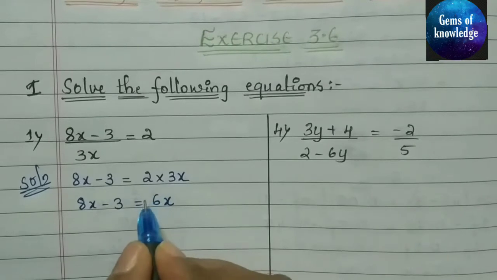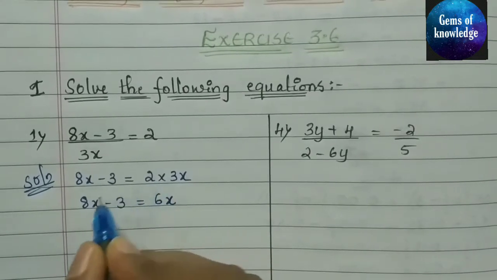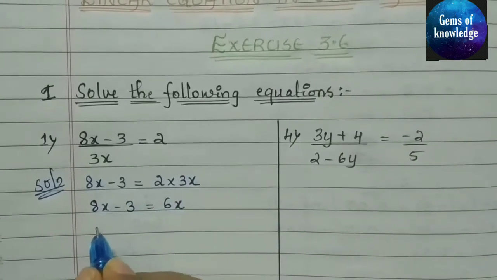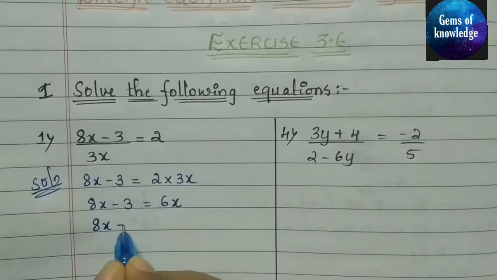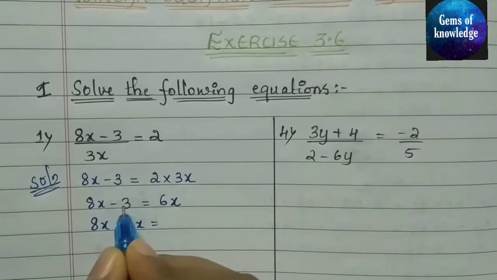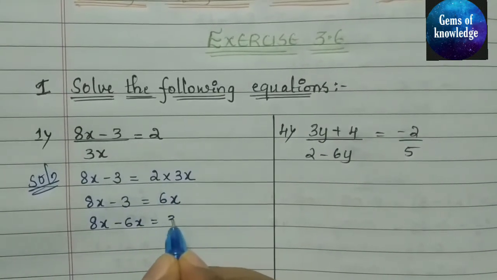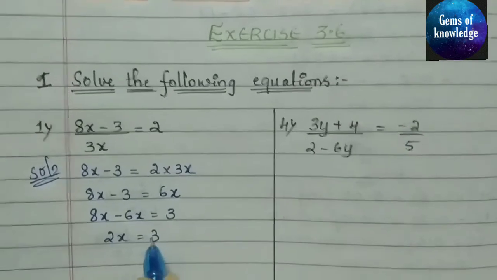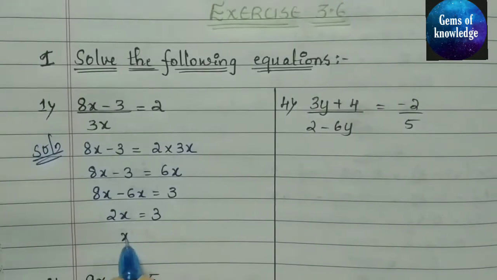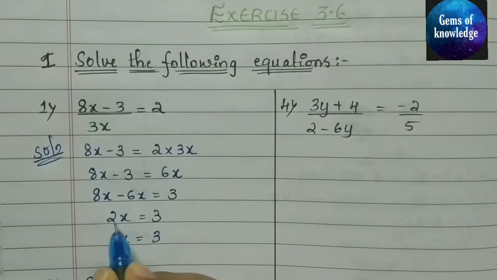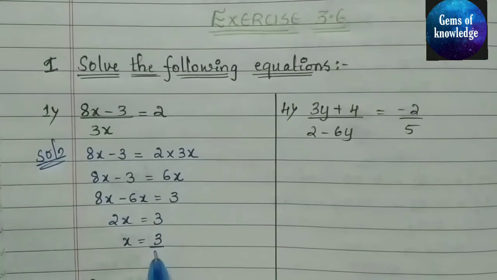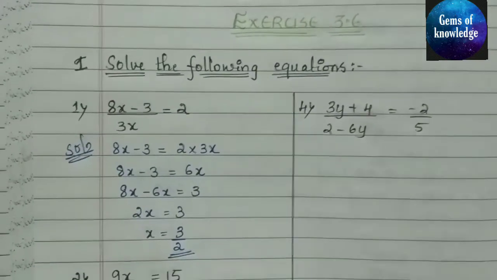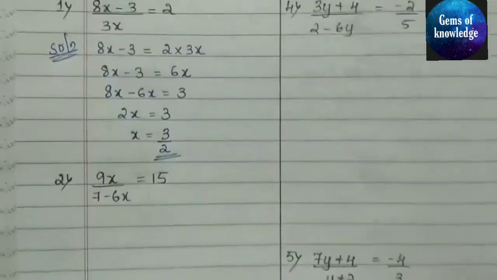Now we bring this 6x from the right side to the left side and the 3 to the right side. So it becomes 8x minus 6x equals, when we bring the 3 to this side, plus 3. So 2x equals 3. Therefore x equals, when you bring this 2 to this side, 3 divided by 2. That's all. Moving on to the second one.